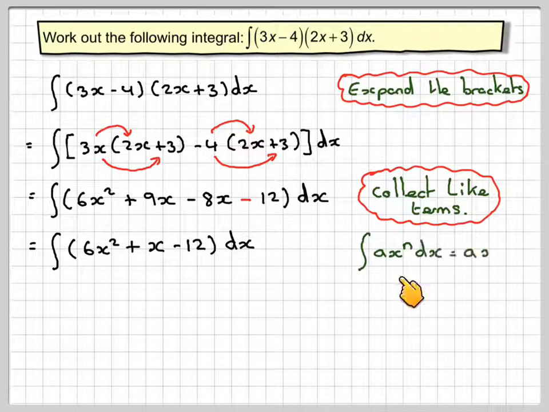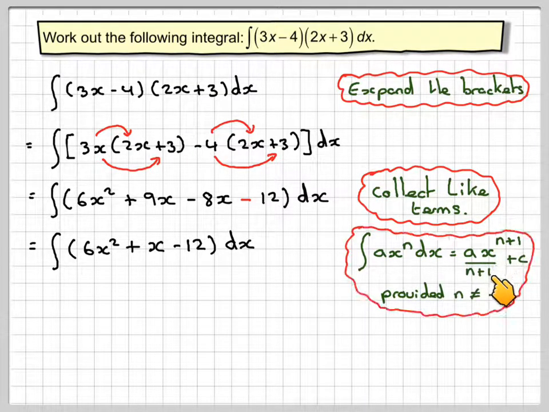Now the integral of ax to the n dx is ax to the n plus 1 divided by n plus 1, plus c, provided n is not equal to minus 1. Because if it is equal to minus 1, we are dividing by 0. So integrating each bit separately.